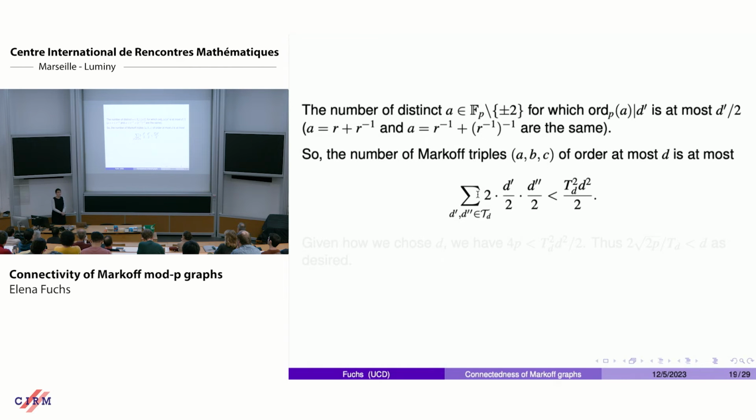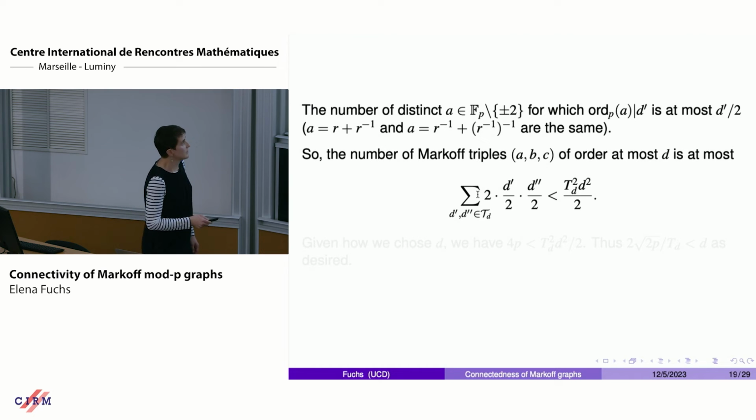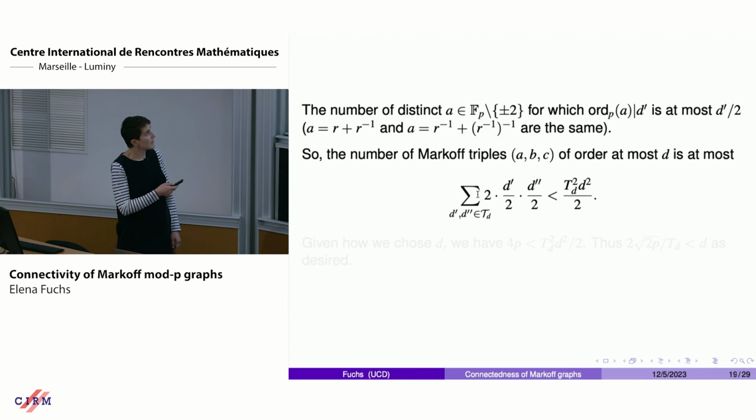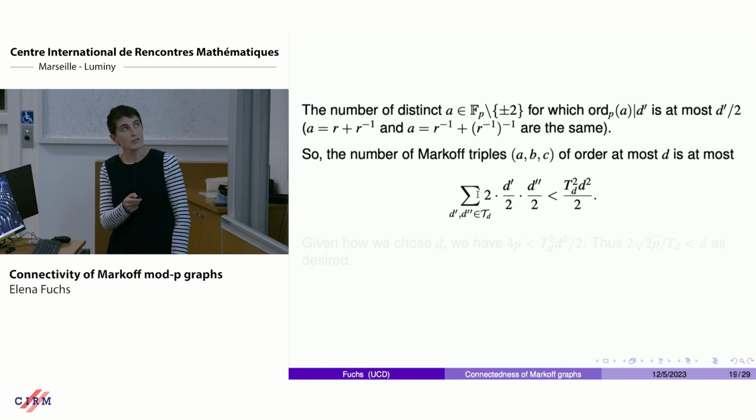The funny thing is, a student of mine, Colby Brown, has been looking at this, and actually, usually you don't have any solutions. This is a way big overestimate. If you just take some A and some B, finding a C is not at all guaranteed. So you have that the number of Markoff triples of order at most D is this much.